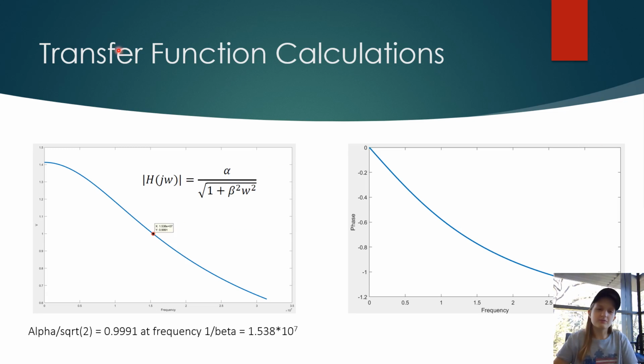From that, I was able to plot the magnitude of H of j omega, where the alpha divided by the square root of 2 was around 1, and that was at the frequency of 1 over beta, 1.538 times 10 to the negative 7th. The phase diagram shows an exponentially decreasing phase, which is very close to the common emitter phase, which doesn't surprise me.